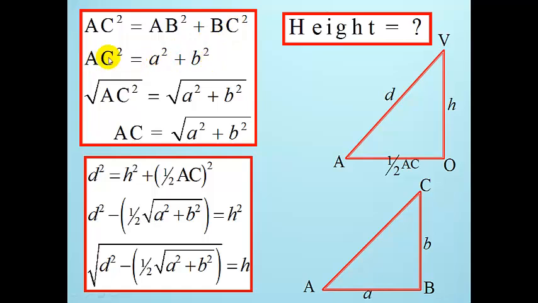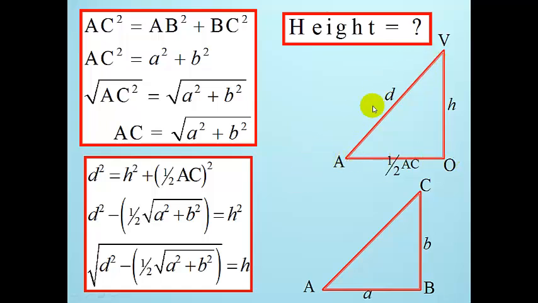Now, if AC square is equal to a square plus b square, how do we find AC? We have to take the square root of both sides. And so we have the square root of AC square is equal to the square root of a square plus b square. Now, taking the square root of AC square, we have AC on the left hand side is equal to the square root of a square plus b square. Now that we know AC, we can take half of AC and the distance from A to O is known.